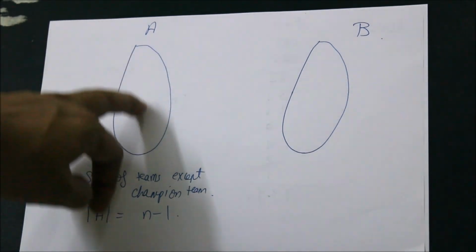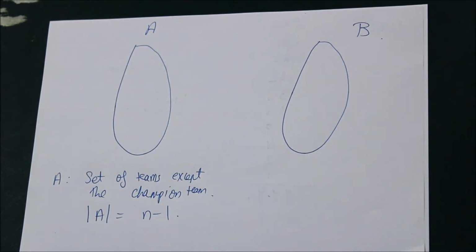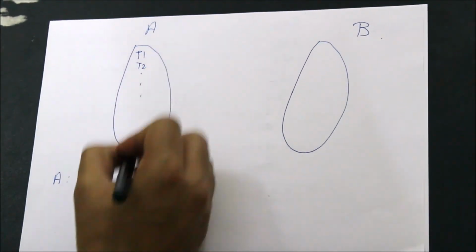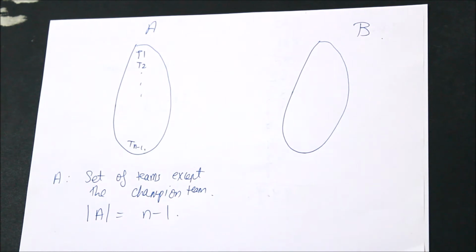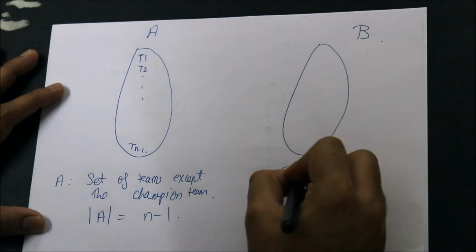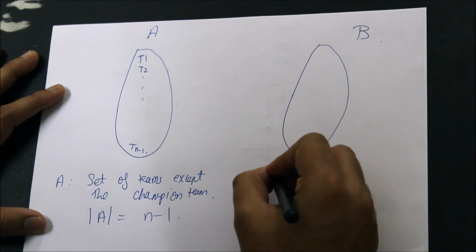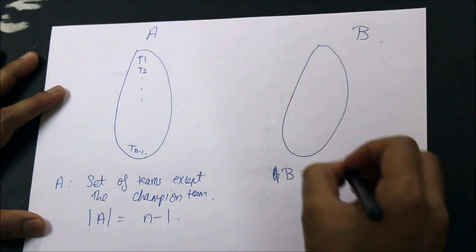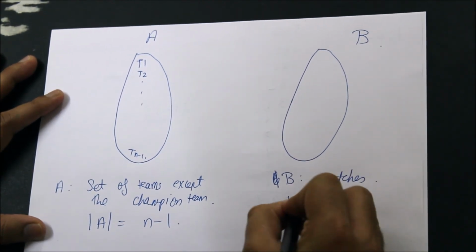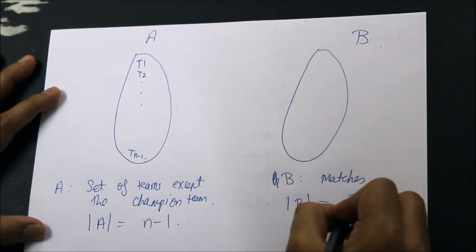The elements are nothing but the teams. So team 1, team 2, team 3, up to team n minus 1. So this is my set A. Now what is my set B? The elements of B are nothing but the matches. So our aim is to find the cardinality of B.